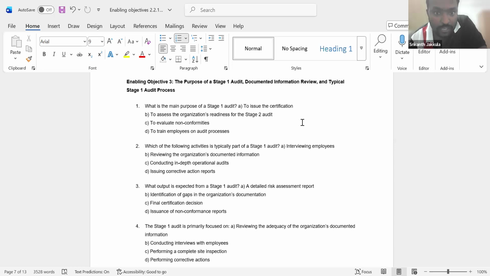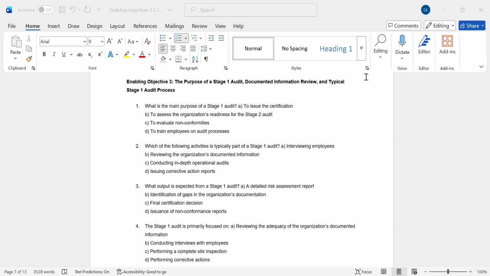Which of the following activities is typically part of a stage 1 audit? A. Interviewing employees. B. Reviewing the organization documented information. C. Conducting in-depth operational audits. D. Issuing corrective actions reports. It's B. Who said B? I said B, sir. Reviewing the organizational documented information. Correct, that is correct.